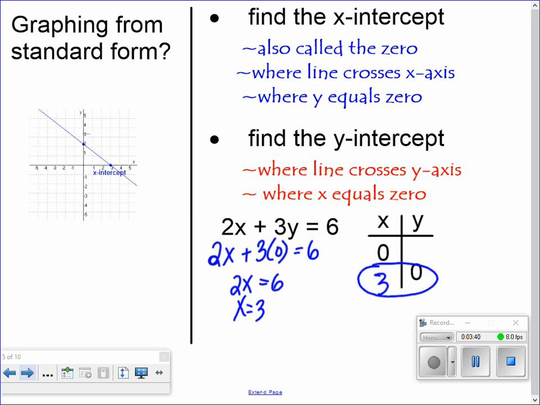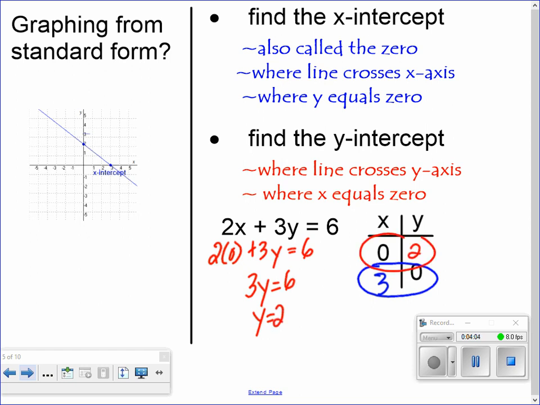To find the y-intercept, this is where the line crosses the y-axis. This would be the opposite of the x-intercept. So instead of making y 0, we would want to make x 0, which would mean that the x term would disappear, leaving us with 3y is equal to 6, or y is equal to 2. So we would end up with our y-intercept of (0, 2). Once we have those two points, I can graph them and make our line.